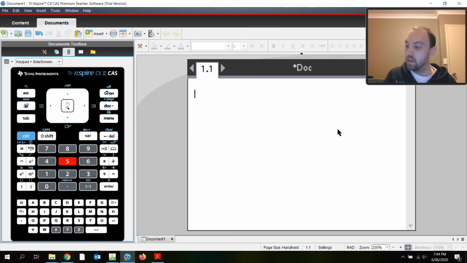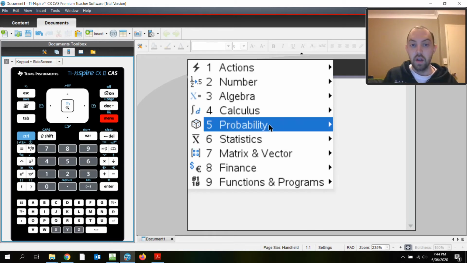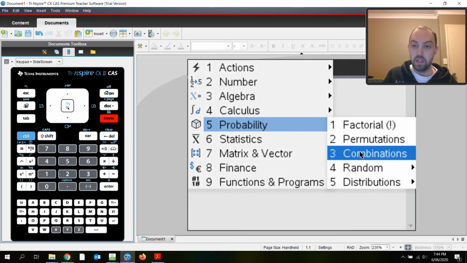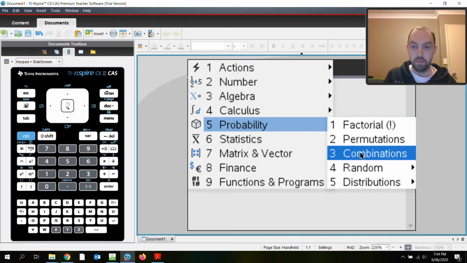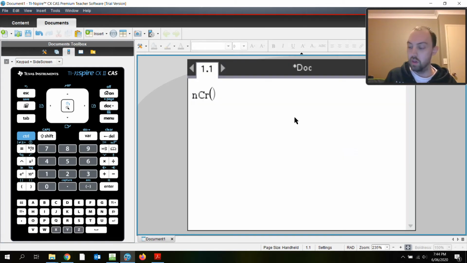So where do I find my choose function? Either on my TI or in my scientific calculator. Scientific calculator might be easier. Menu, probability, combinations. And there it is: 36, 8. That is a lot of combinations. That's when order is not important.